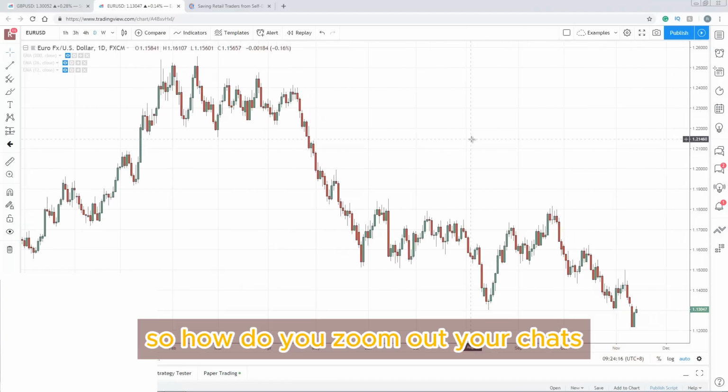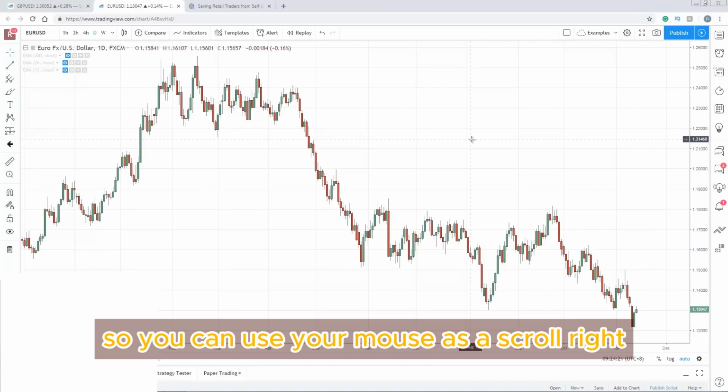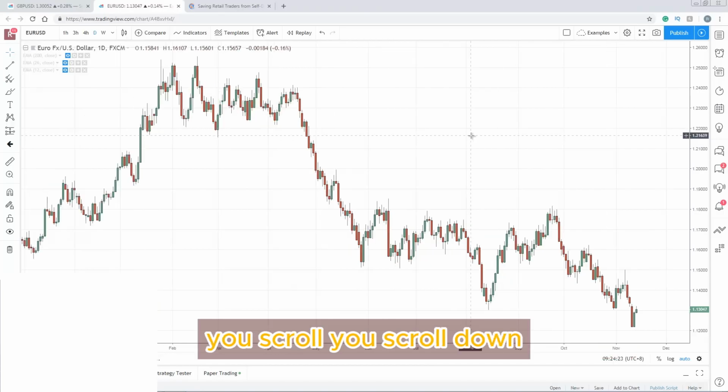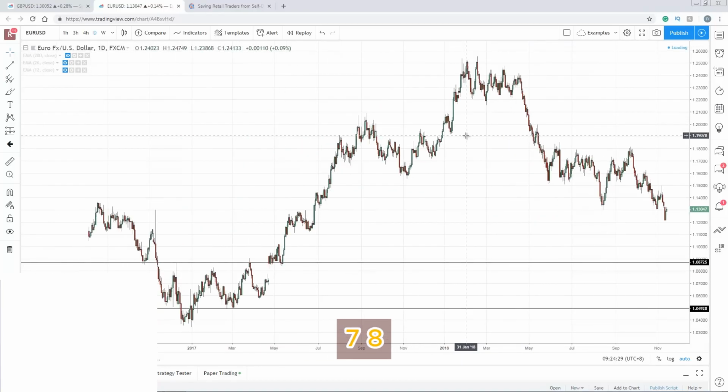So how do you zoom out your charts? I like to typically zoom out 5 to 10 times. So you can use, if your mouse has a scroll, right? You scroll it down about 10 times. 1, 2, 3, 4, 5, 6, 7, 8, 9, 10.